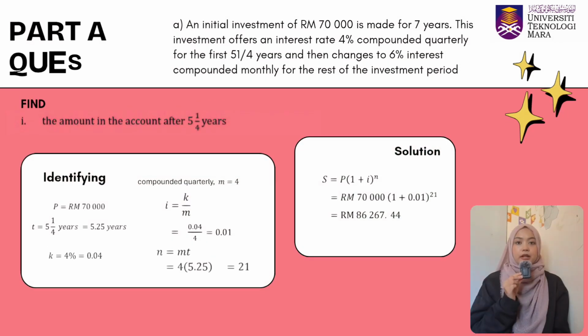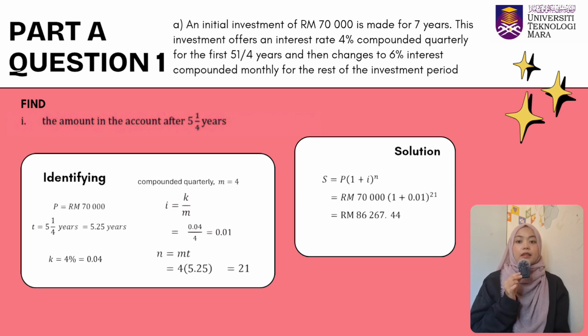First question is Part A, Question 1. Question A, number 1, wants us to find the amount in the account after 5/4 years. The first thing we're going to do is to identify the values given. The initial deposit is 70,000 ringgit, which means P is equals to 70,000. The T is 5/4 years, equals to 5.25.